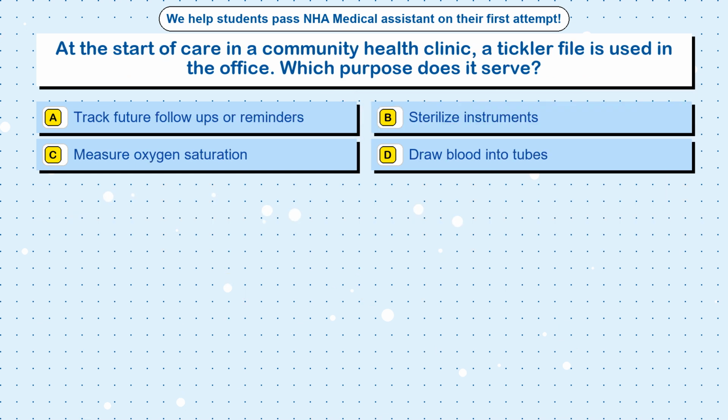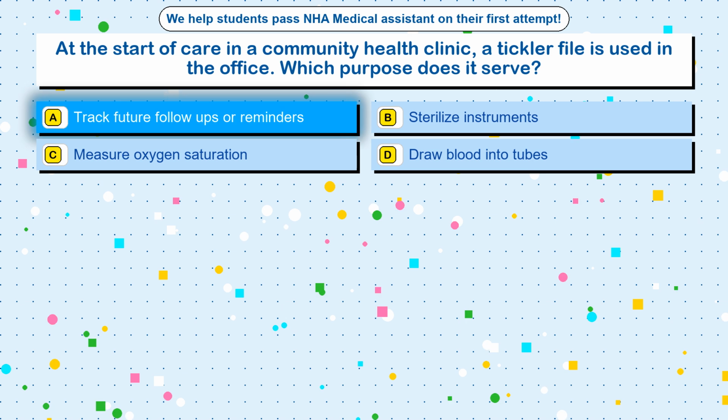Question 41. At the start of care in a community health clinic, a tickler file is used in the office. Which purpose does it serve? Option A, track future follow-ups or reminders. Option B, sterilize instruments. Option C, measure oxygen saturation. Option D, draw blood into tubes. The correct answer is option A, track future follow-ups or reminders.